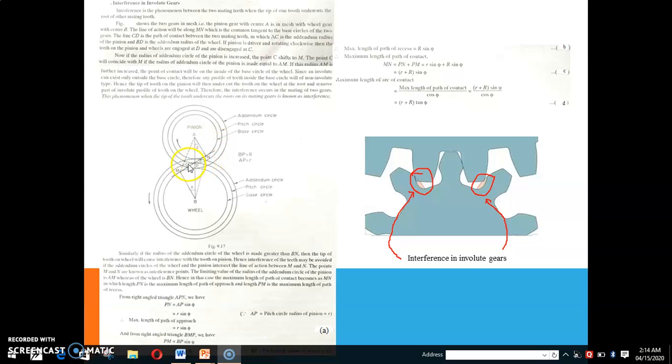The figure shows the two gears in mesh, that is, the pinion gear with center A is in mesh with the wheel with center B. The line of action will be along MN, which is the common tangent to the base circles of the two gears. The line CD is the path of contact between two mating teeth, in which AC is the addendum radius of the pinion and BD is the addendum radius of the wheel.